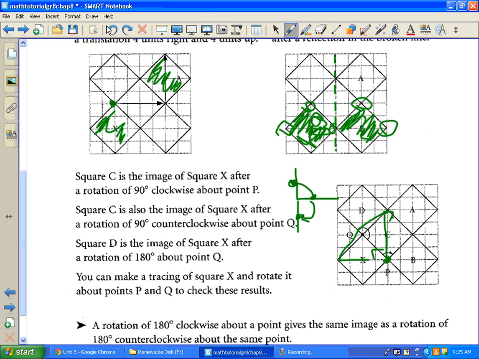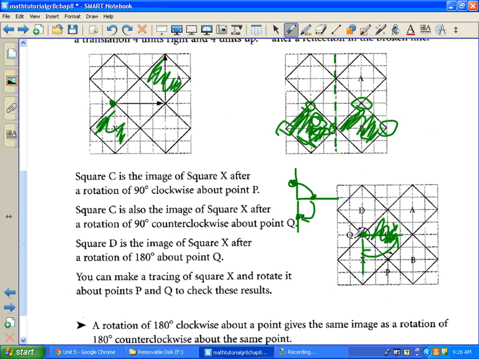Square C is also the image of square X after a rotation of 90 degrees about point Q. So here's the point. You're always looking for a certain point when you're rotating. And square C is the image. So this guy here is the image. Okay, don't need this point anymore. So C is the image right here, and it's been rotated 90 degrees counterclockwise about point Q. So if I were to take this line here, this one should shift all the way up and be facing this way. So it rotates this way.